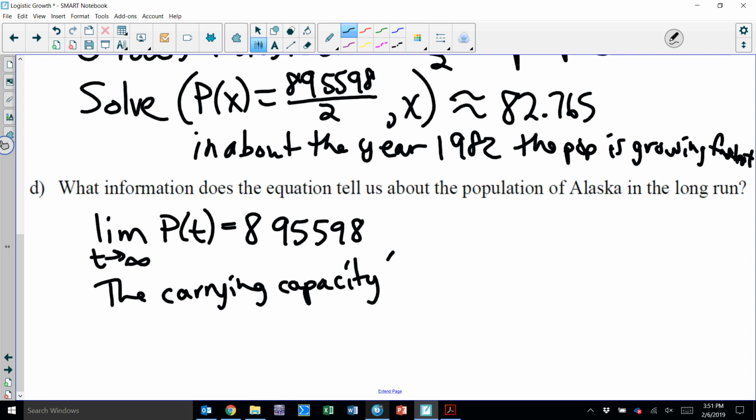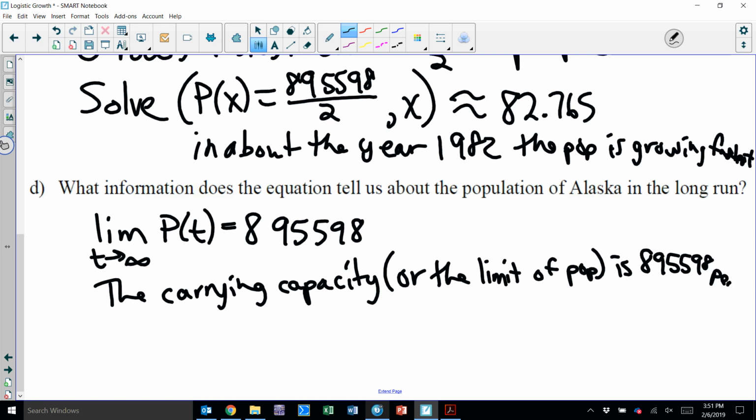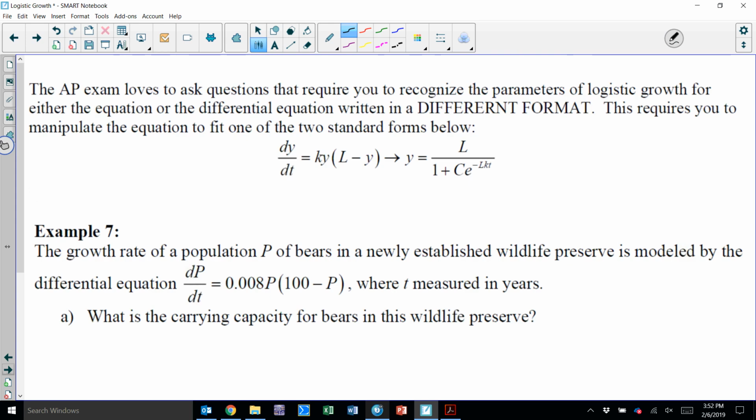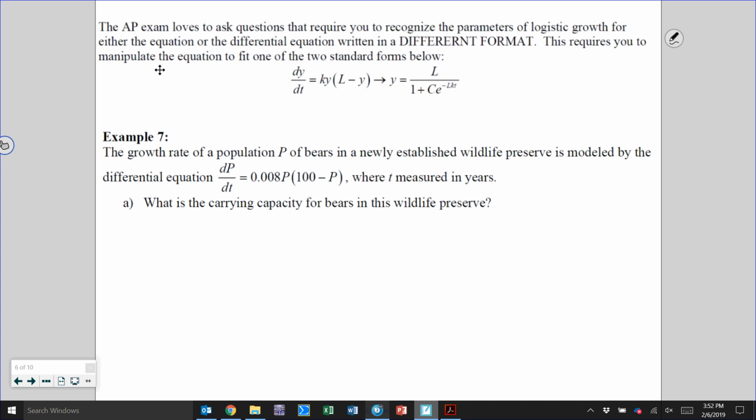or you could say the limit of the population, is 895,598 people. So being the number of people that Alaska is able to hold. That's basically what that's saying. That's the most we can do for resources and food and so on. Okay. So the biggest thing that I think you need to be able to do is really honestly go from one format to the other, or use either of those two formats to give information.